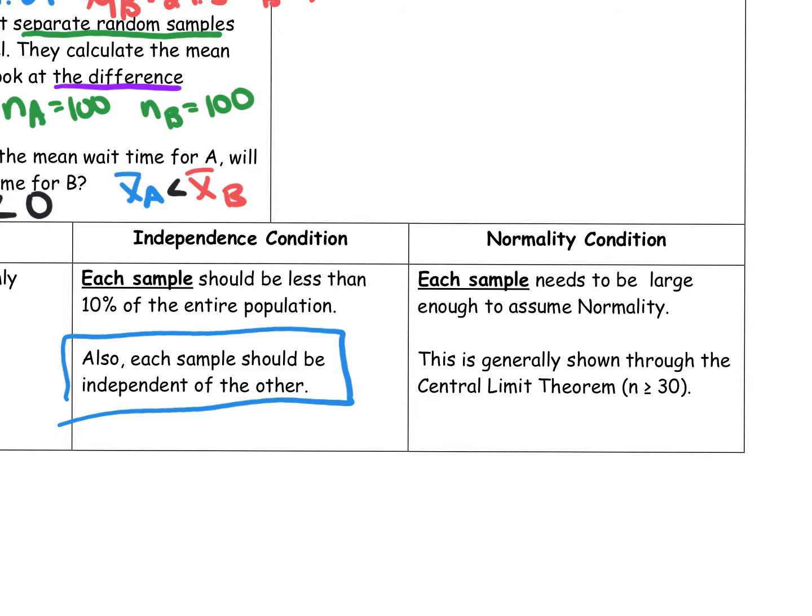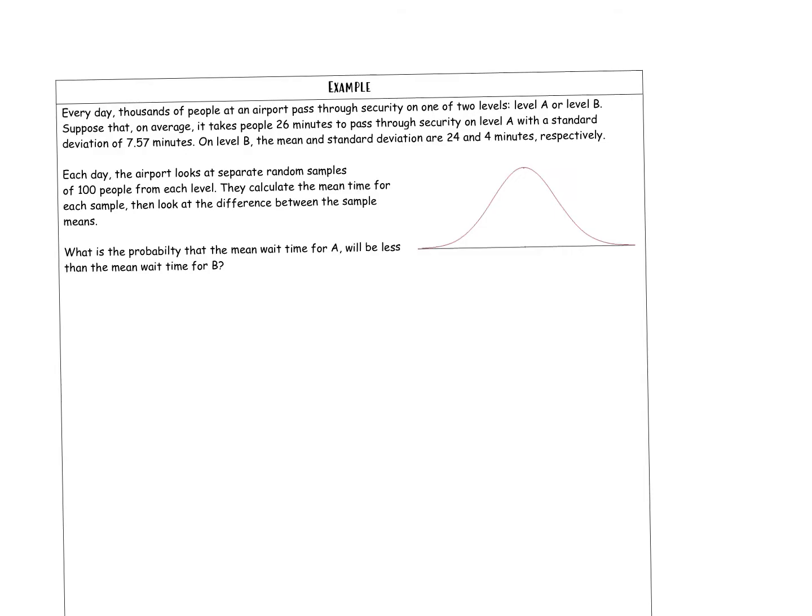So the next thing we're going to do is actually work out this problem. We're going to go through this problem and work it out, all right? So remember our process for solving any type of problem like this is a 4-step process. Our first step is to define the parameter. So we're going to define our parameter here.